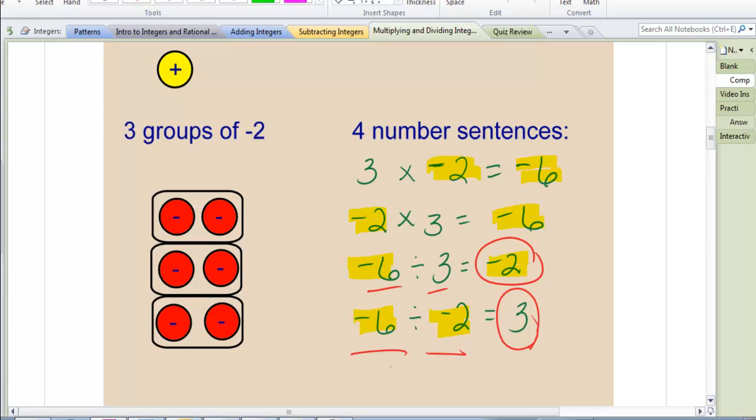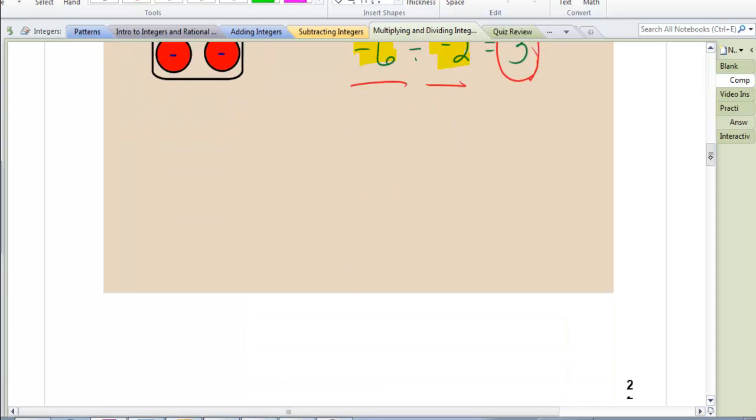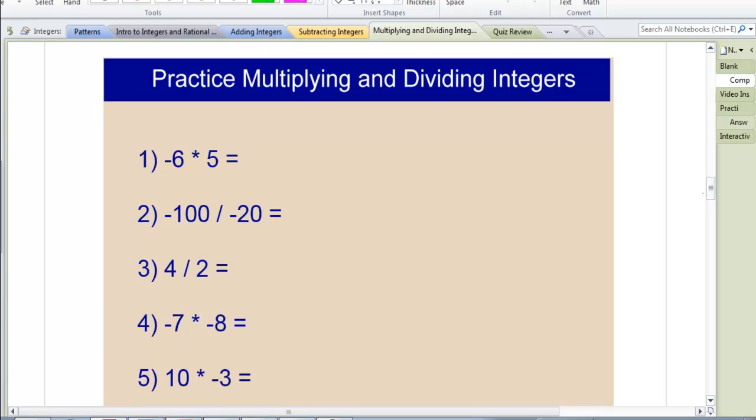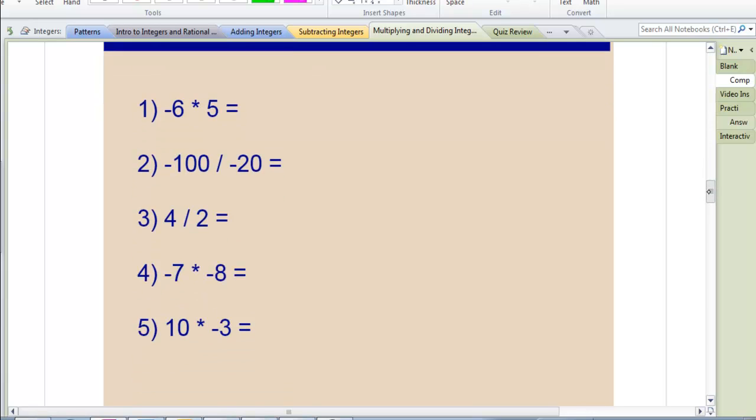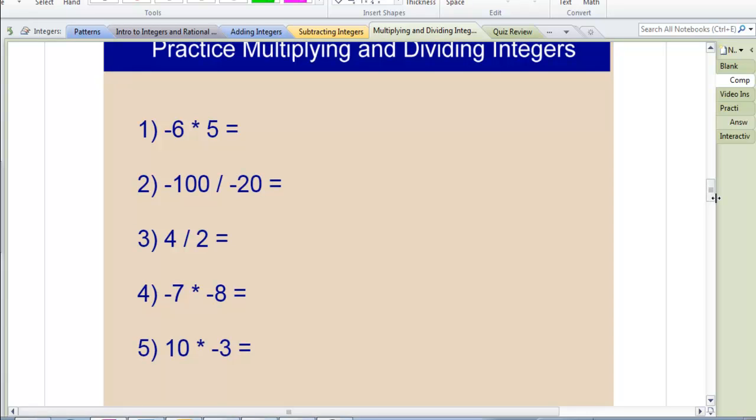Of course, this only works if you have two numbers being multiplied or two numbers being divided. When you start working with more than two, then it doesn't always work out that way. So now let's do a little bit of practicing. I'd like you to apply the properties, pause the video, and complete these 5 problems.